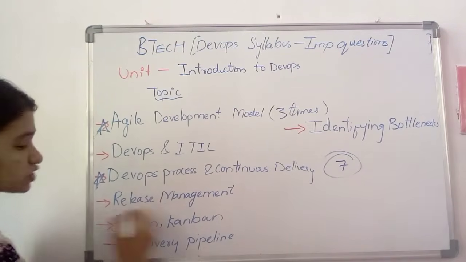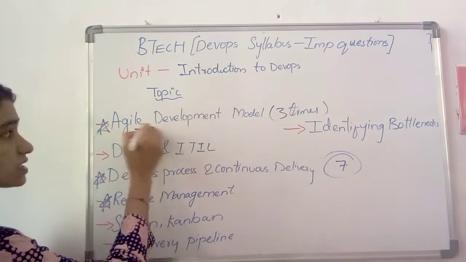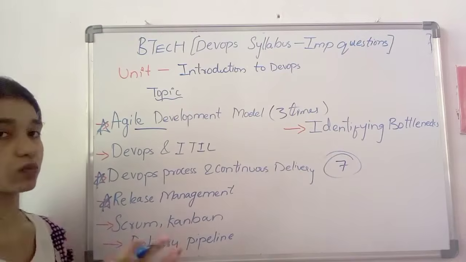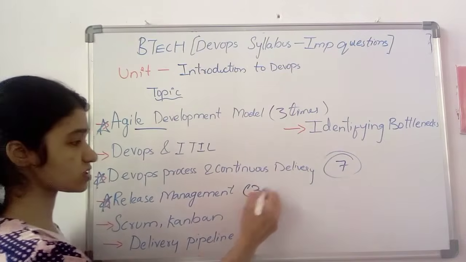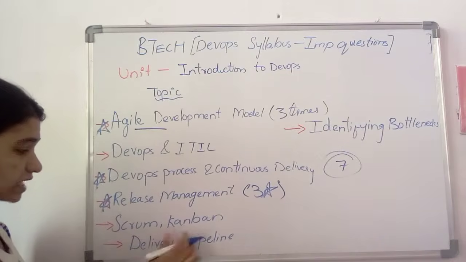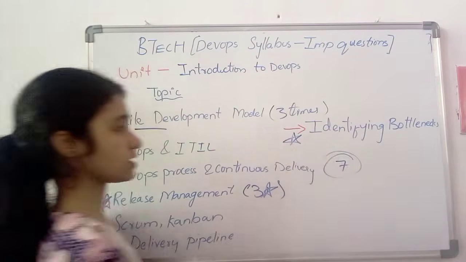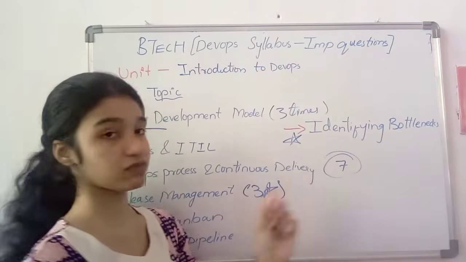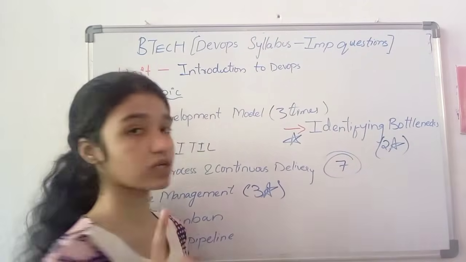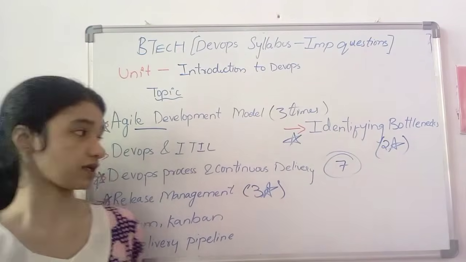Okay. Next, release management. This is again one of the most important and repeated questions, just like agile. Agile development model and release management, these two questions are very repeated. Again, this question is also repeated a number of times in previous year papers. Scrum and Kanban, delivery pipeline and identifying bottlenecks are also so important, because in the previous year papers they have been asked 2 to 3 times. And don't worry about the previous year papers, I have already provided the link, so go and check it.